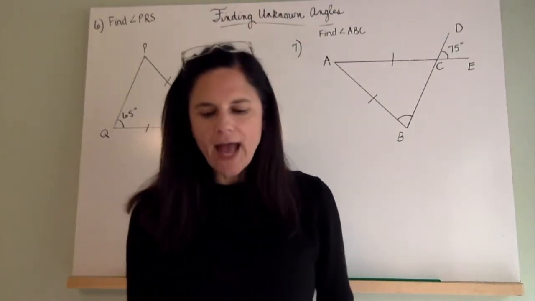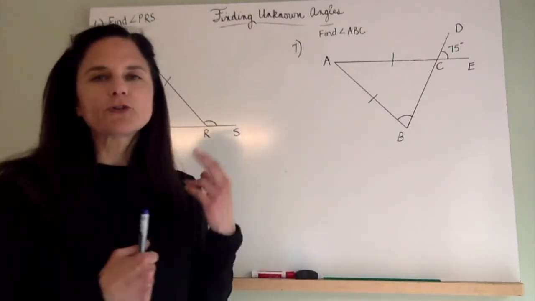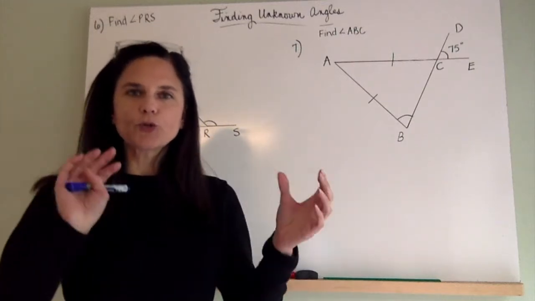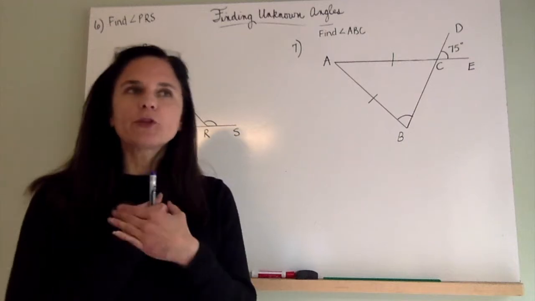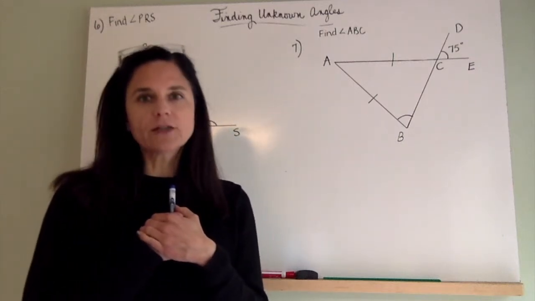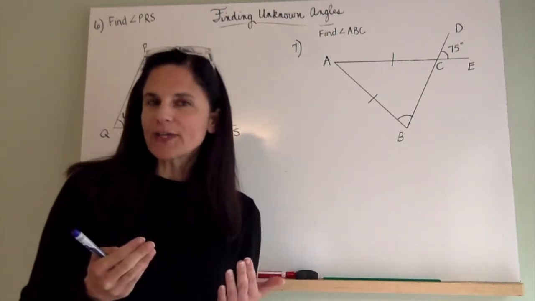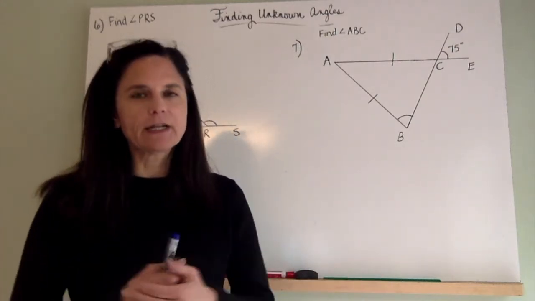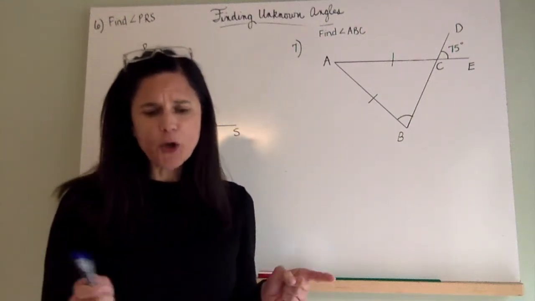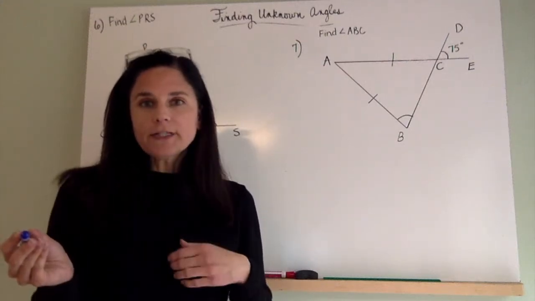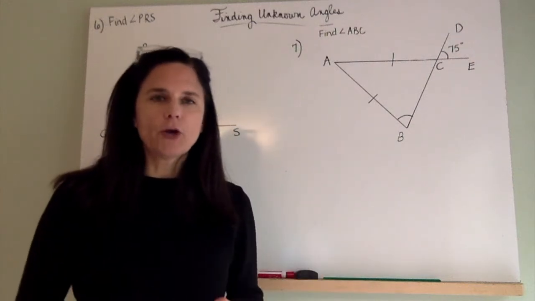So we have learned about the properties of isosceles triangles. Remember, they're triangles with two equal sides, and the two angles opposite those sides are equal. And then we learned about an equilateral triangle, which has all three sides equal and therefore all three angles equal. All three angles will always be 60 degrees. So using these properties and some of the other line and angle properties that we've learned, we're going to continue looking at some unknown angles.